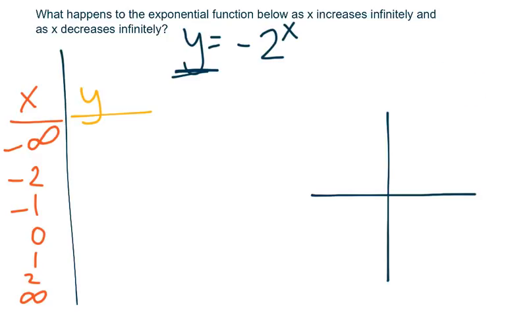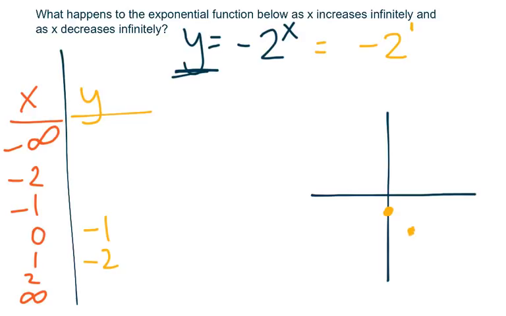Let's start off with some easy values of the function that we can calculate. When x equals 0, that gives us -1. So the y-intercept of this graph is going to be -1. When x equals 1, we get a y value of -2. So we can start to see what shape this exponential function is going to be taking.